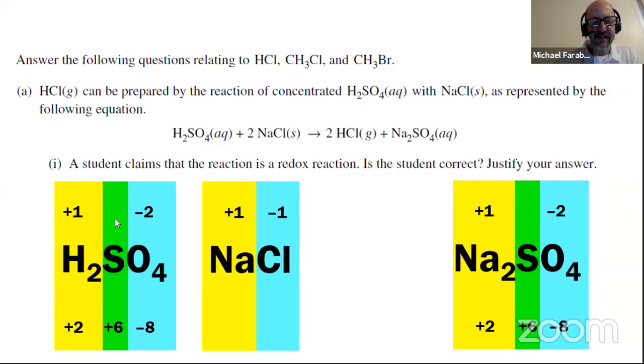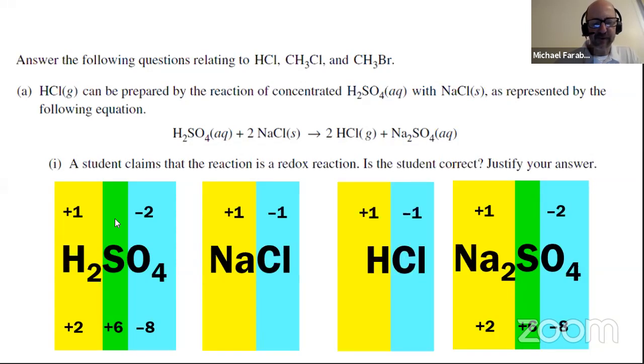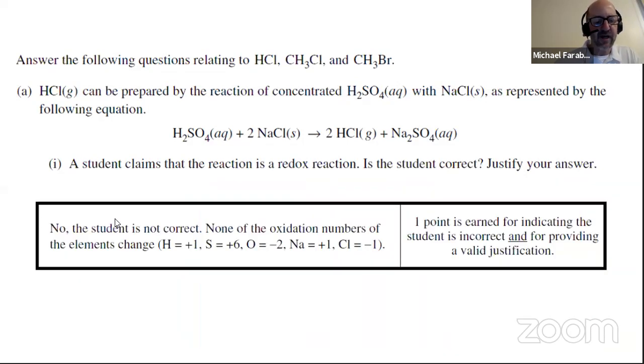And then H and Cl, we're going to go ahead and let hydrogen be the normal +1 oxidation state when bonded to nonmetals. So as you can see, the oxidation numbers of hydrogen, sulfur, oxygen, sodium, and chlorine are not changing. So is the student correct? No, the student is not correct. None of the oxidation numbers of the elements change. So you have to validate the claim, or I should say disagree with the claim, and then validate your reasoning with talking about oxidation numbers.